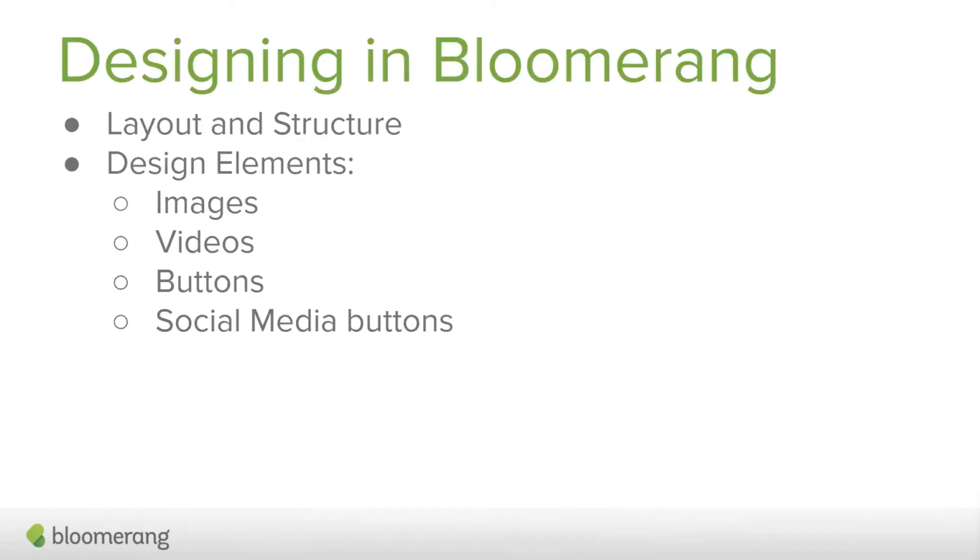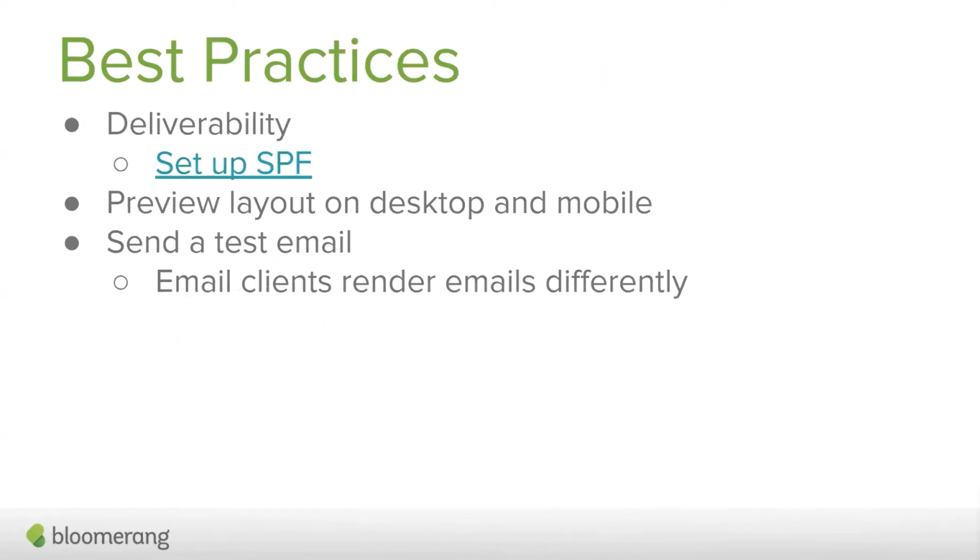Okay. So now we're going to jump into Bloomerang, and we're going to see how to create the layout of our mass email and the structure, and then also add some design elements, such as images, videos, buttons, and social media buttons. So we're going to jump right into that. But before we do, I just want to show off a couple things as far as some best practices to get your emails delivered correctly, and also some resources we have.